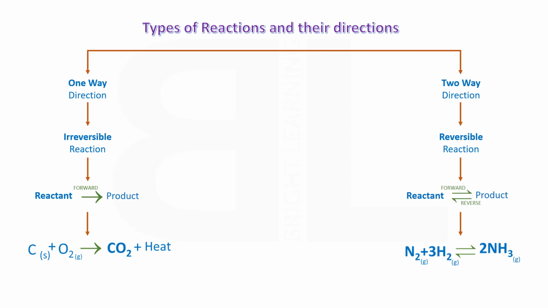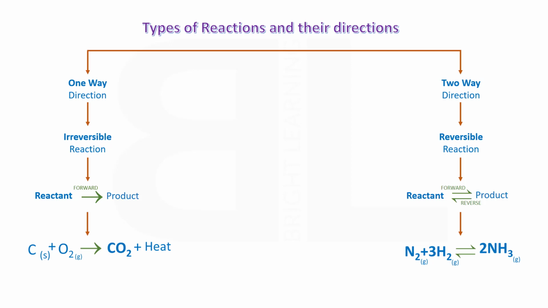In the case of an irreversible reaction, reactants can react to form the products, but products cannot react back to form the reactants, such as solid coal or carbon. When burned with oxygen, in this combustion, we get carbon dioxide and heat. But the products which we obtained cannot be changed again into the reactants.